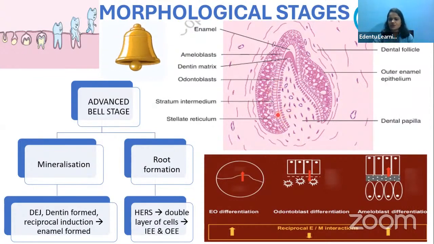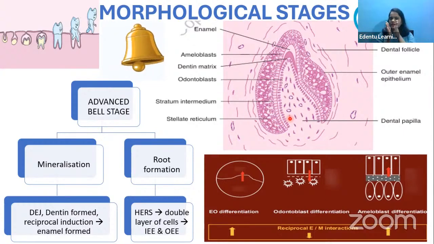So in the advanced bell stage, what is really happening is that usually the dentino-enamel junction is getting formed. There was one more structure that was seen in the early bell stage. Just before the enamel or the hard tissue formation, this junction between this inner enamel epithelium and this dental papilla is a delicate junction. That junction is called the membrana preformativa. So this membrana preformativa is what is forming the future dentino-enamel junction.